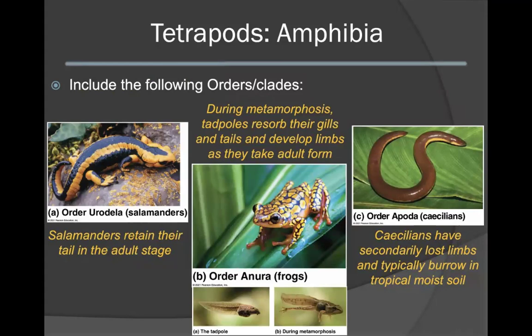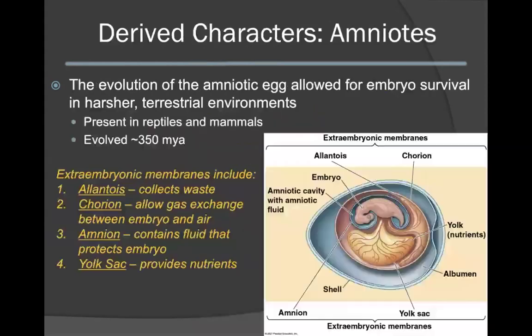The urodels are represented by the salamanders. They retain their tail from the larval into the adult stage. Frogs or anurans, on the other hand, lose their tail and resorb their gills and develop limbs as they take the adult form. Caecilians, or members of the order Apoda, have secondarily lost their limbs. As a result, these amphibians will typically burrow into the tropical moist soil.